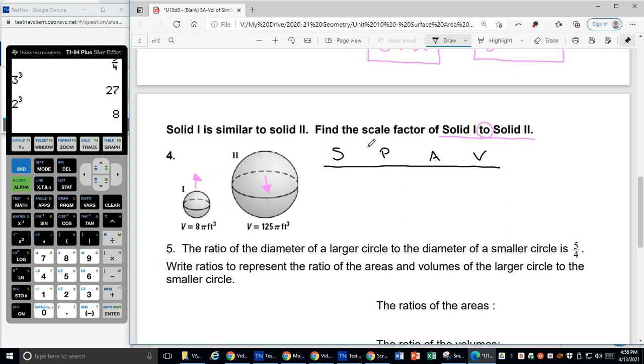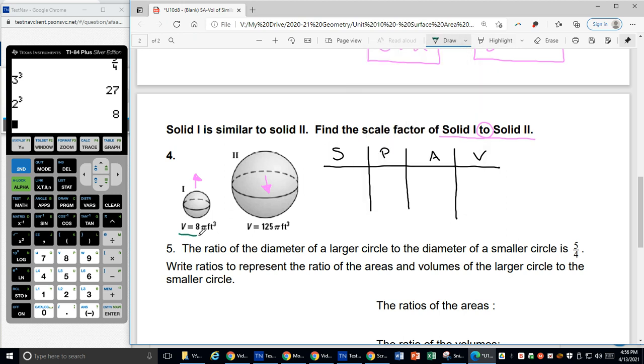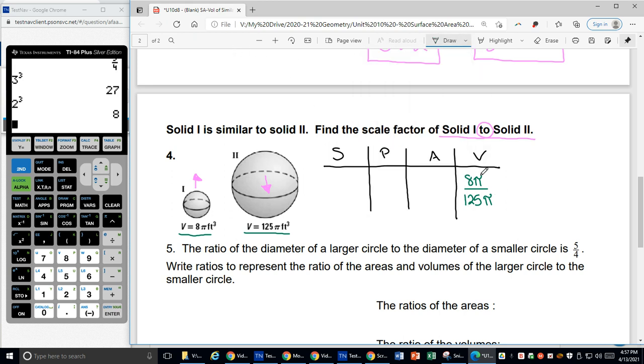All right, so this time they gave me not the surface areas of each sphere, they gave me the volumes of each sphere. So my volumes, solid 1 is going to go on top, 8 pi. And solid 2 is going to go on the bottom, 125 pi. And when I reduce that, the first thing I can see is my pi's are going to reduce, right? I have a pi on top and a pi on the bottom. So then I just need to look at the 8 over the 125.